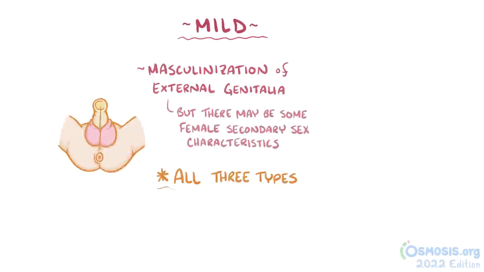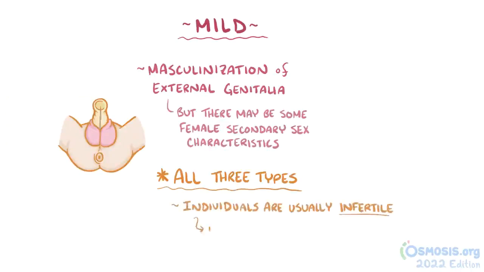In all three types of androgen insensitivity syndrome, individuals are usually infertile, since their testes can't produce mature sperm, and they have no ovaries or uterus.